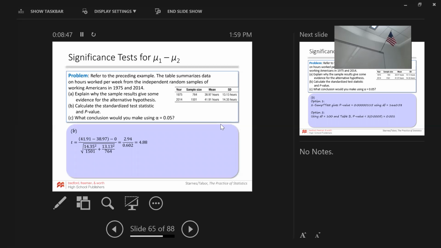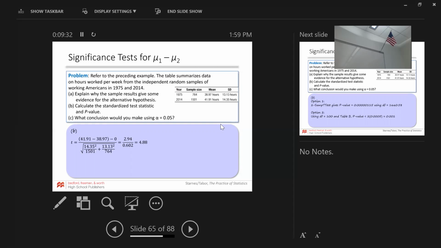Look at this t-score. It's almost 5. You understand what that means? You have this picture, and here's 0. Your t-score is way over there. You're in the tail. Reject it all. You found something. There is evidence of a difference in the mean hours of workers between 75 and 2014.